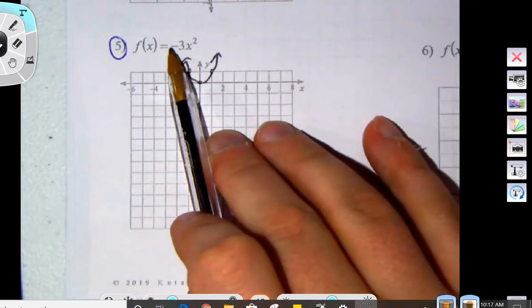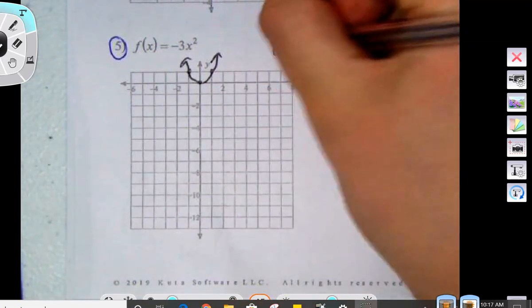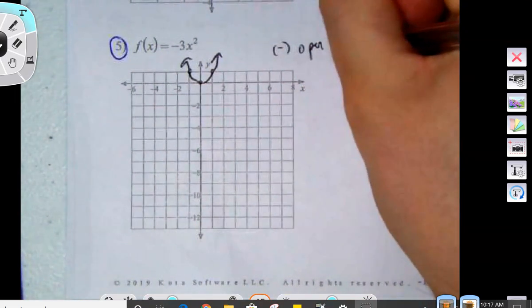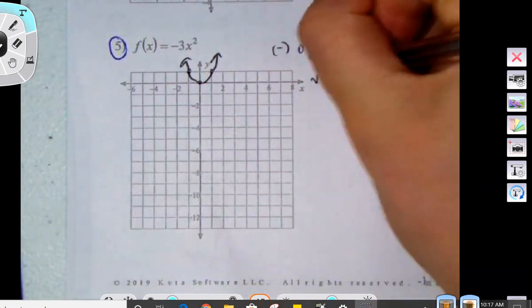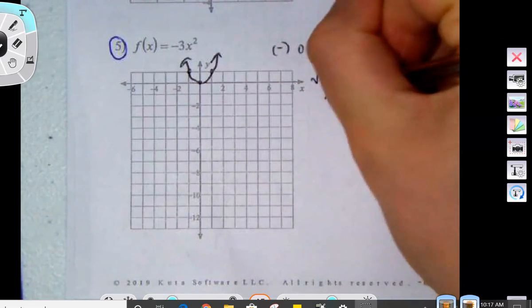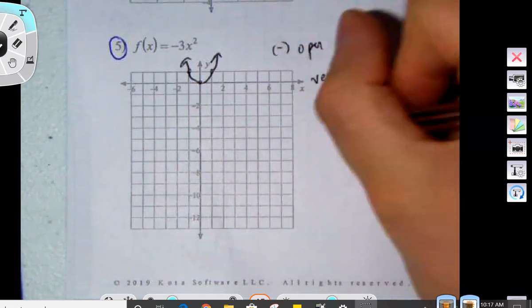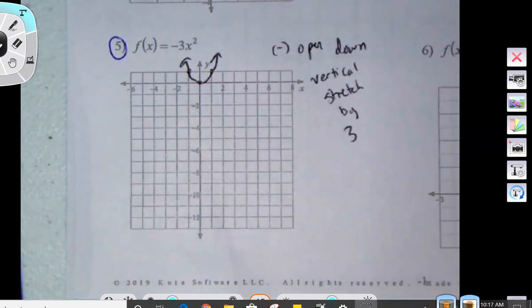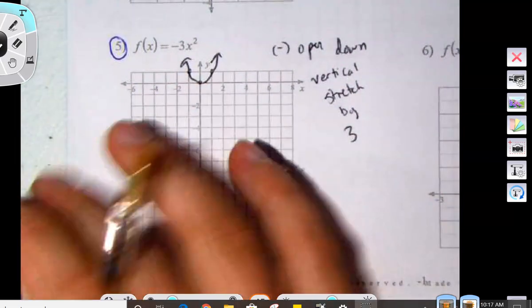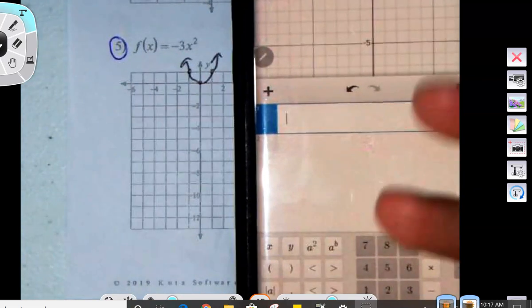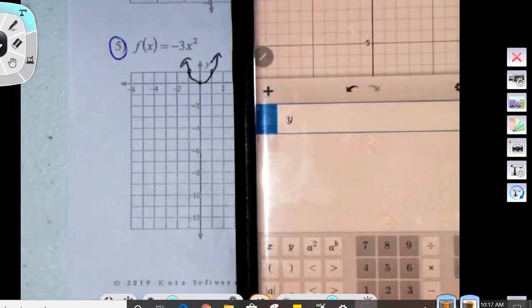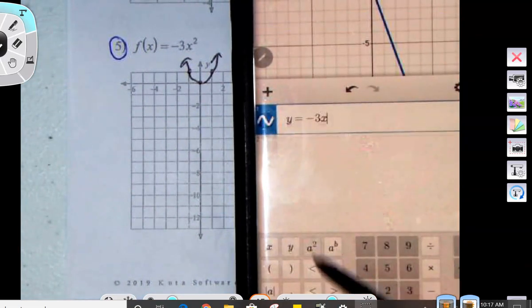I, again, have this negative. Anytime we have a negative, we know that means it's going to open down. And then that 3, if we look at our notes, is a vertical stretch by 3. So if it's a vertical stretch, we should be getting a skinnier parabola. So again, if we type that into Desmos, super nice that we have this to be able to use, we have y equals negative 3x squared.